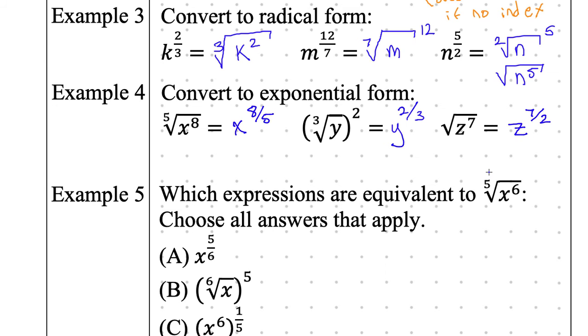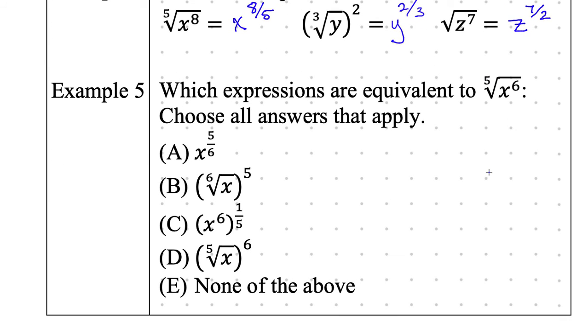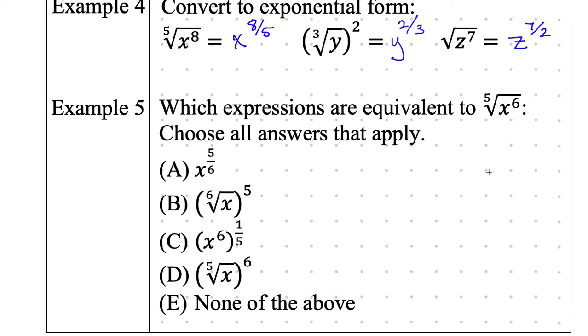So example 3 and 4 are another homework assignment. And then our third and final homework assignment is very similar to 3 and 4. It's just multiple choice now. Choose all answers that are equivalent to this 5th root of x to the power of 6. The way that I like to convert all of these is I convert them all into exponential form. That is your hint. You don't have to, but it is a good hint.